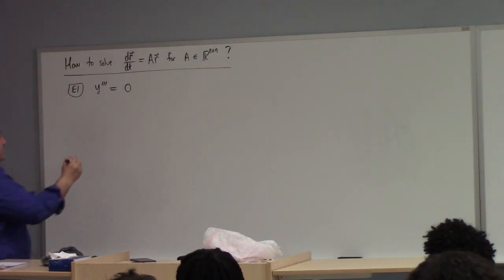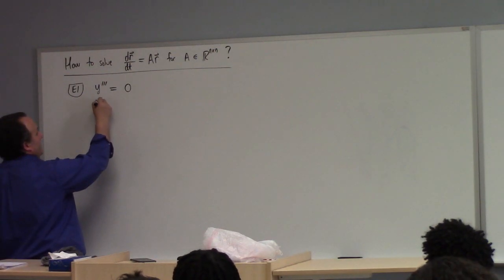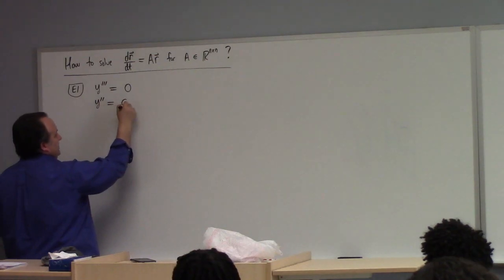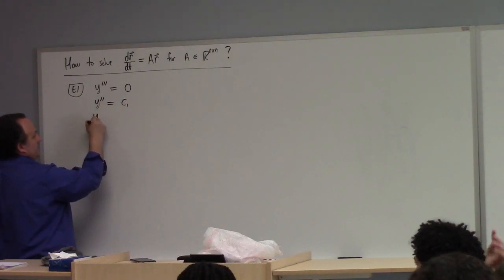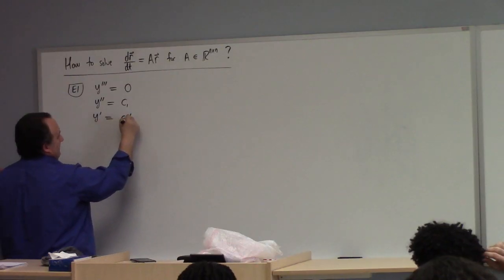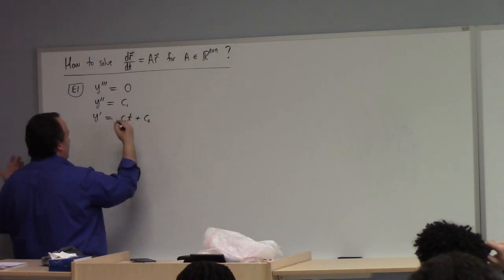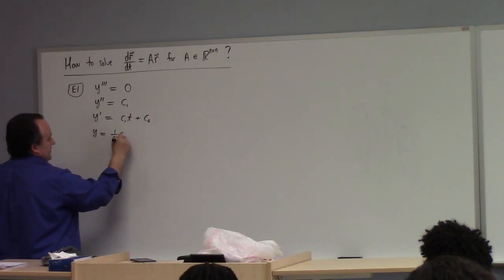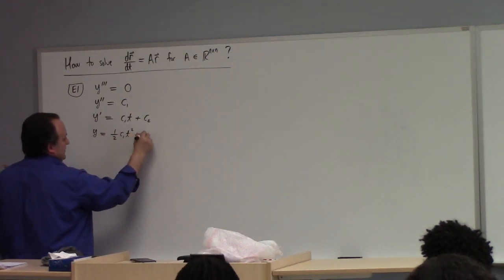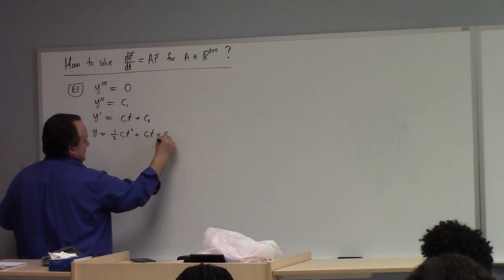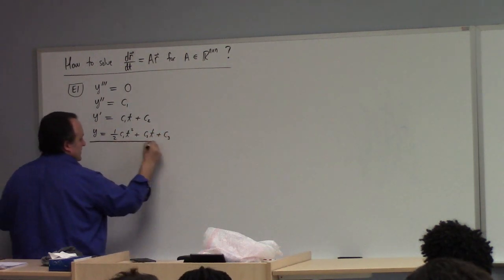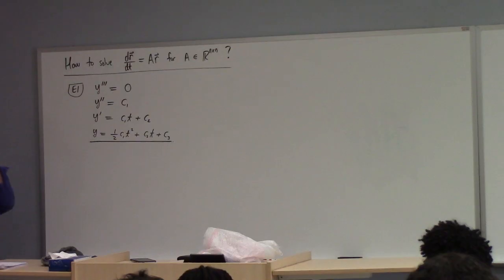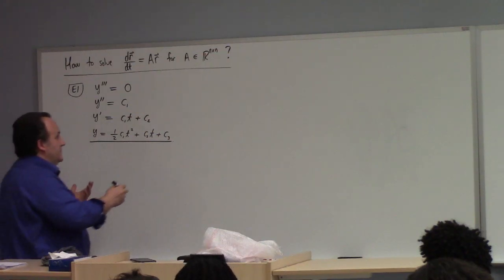Integrate once, what do you get? A constant, right? Integrate again? A constant plus C2, right? Integrate a third time. We get 1/2 C1 t squared plus C2 t plus C3, right? So, all right. Now what does this have to do with eigenvectors and eigenvalues, and what insight does this give us? Well, let me show you.